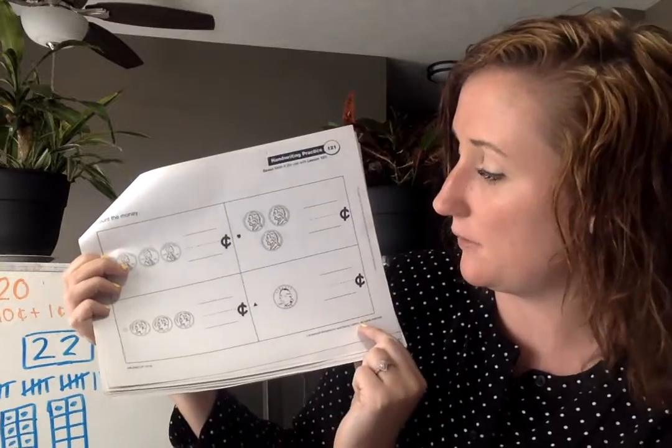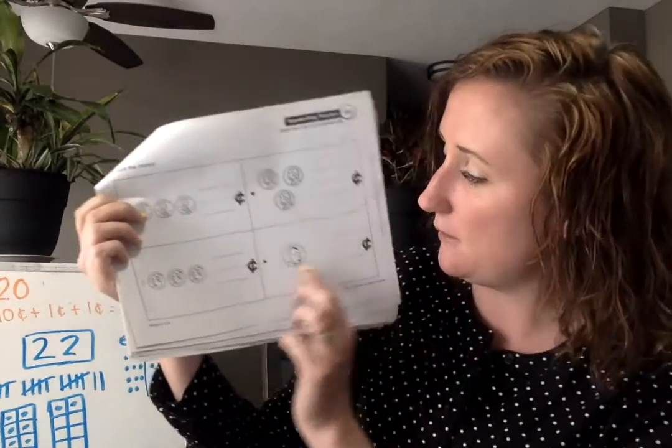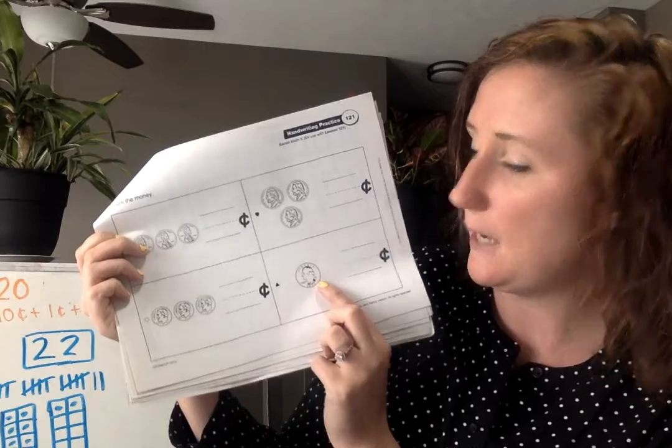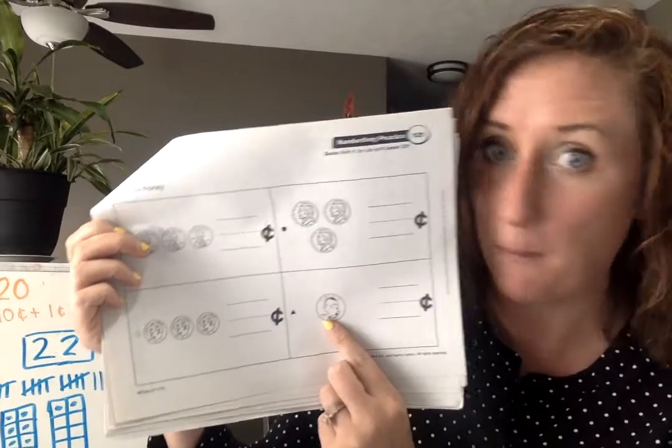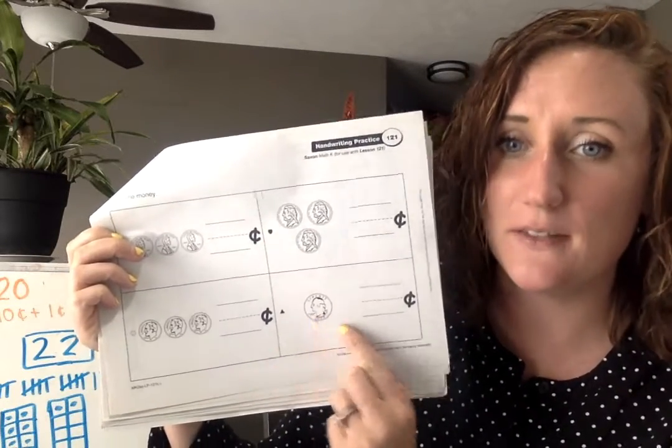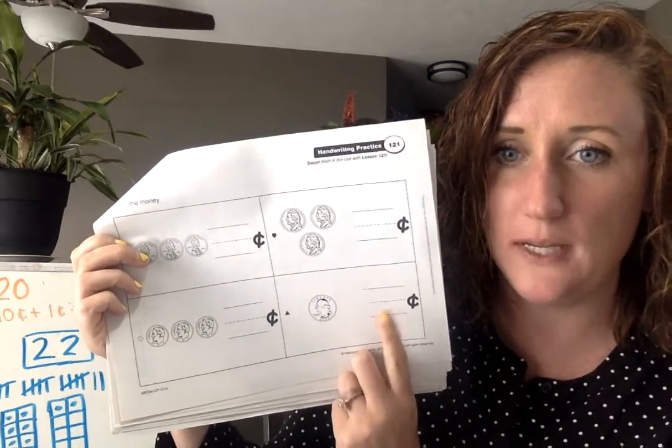So you would need to put 30. 30 is the number 30. And then I would say, put your finger on the triangle. How much money is 1 quarter worth? 25 cents. So you would need to write a 2 and a 5.